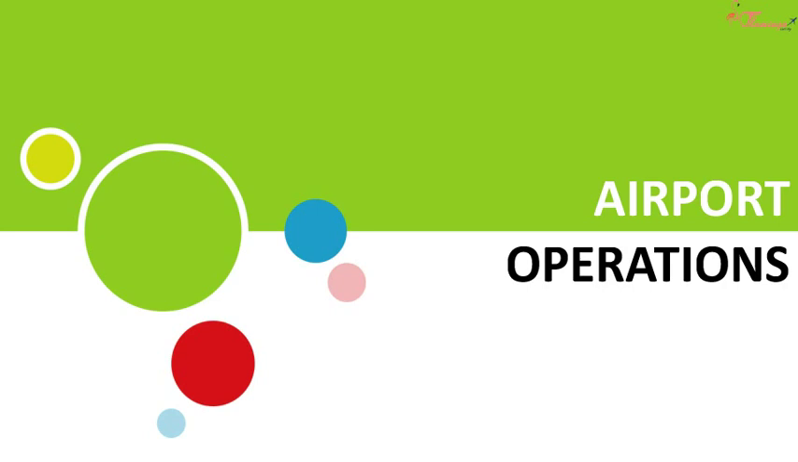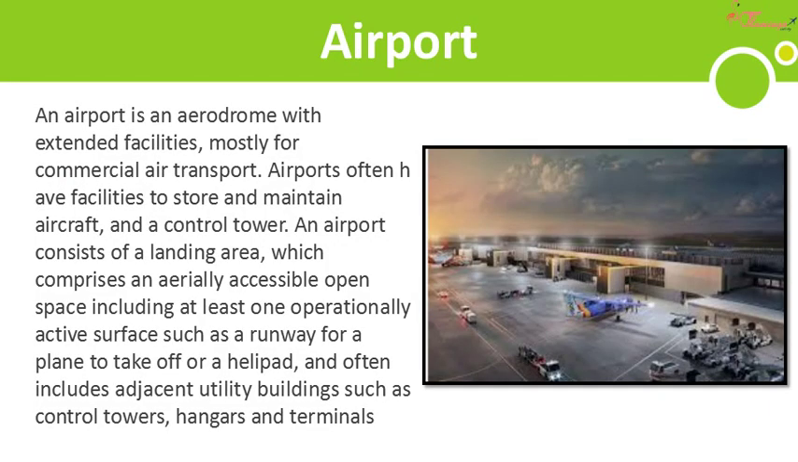Today we will study about airport operations. An airport is an aerodrome with extended facilities, mostly for commercial air transport. Airports often have facilities to store and maintain aircraft, and a control tower.